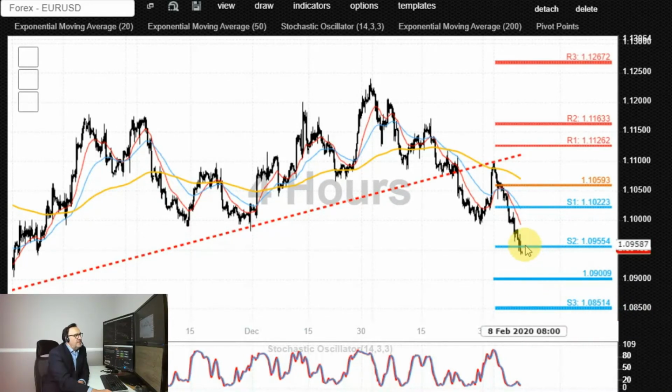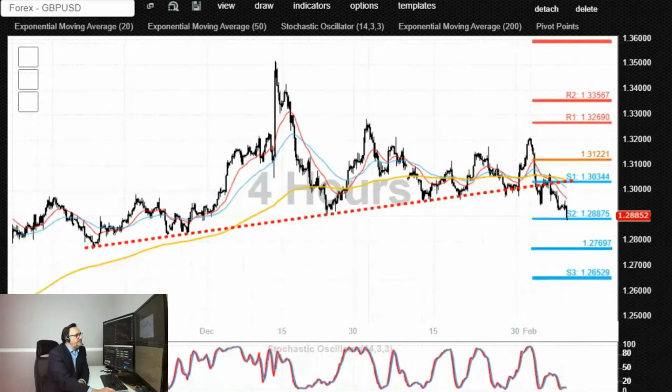Alternatively, if we see a rally from the current lows and a breakout, the end of day close above 1.1050, that would negate the bearish outlook, potentially causing a short squeeze, because that would be a trend line breakout targeting 1.1130, 1.1160. Only a breakout above that 1.1250 might come in play.